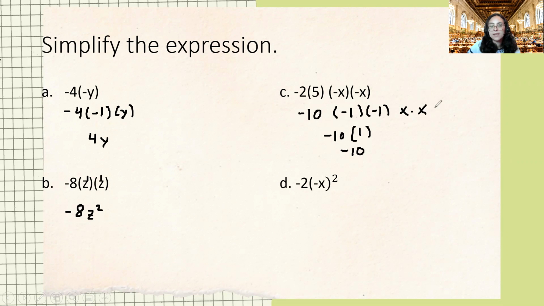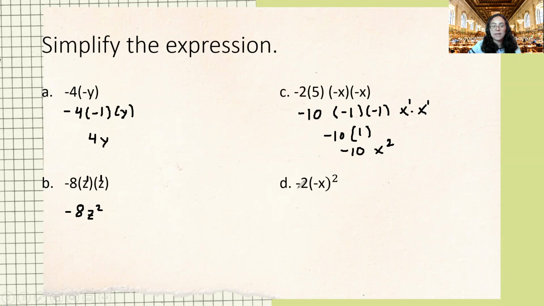But here I have x times x, so I do the same thing. So they're both positive. If you multiply this, the bases stay the same, and we add the exponents. So this will be 2. So our final answer is negative 10x squared.